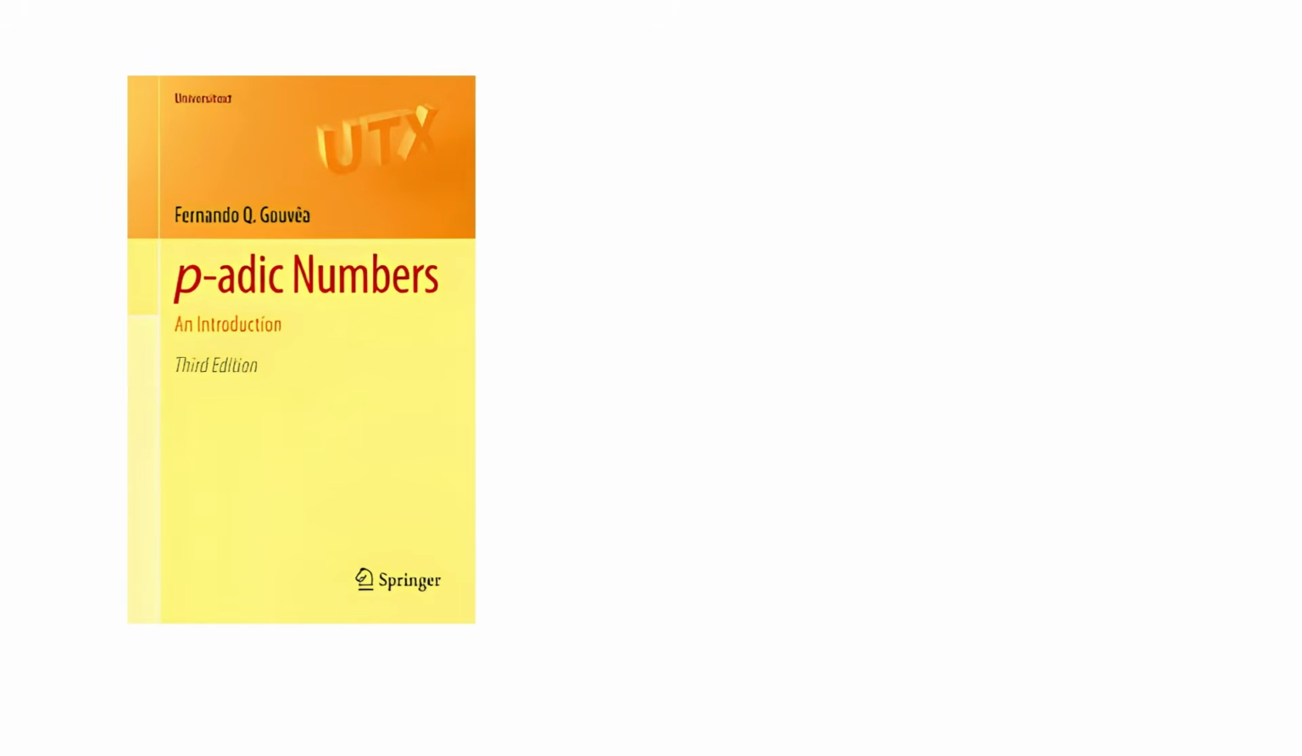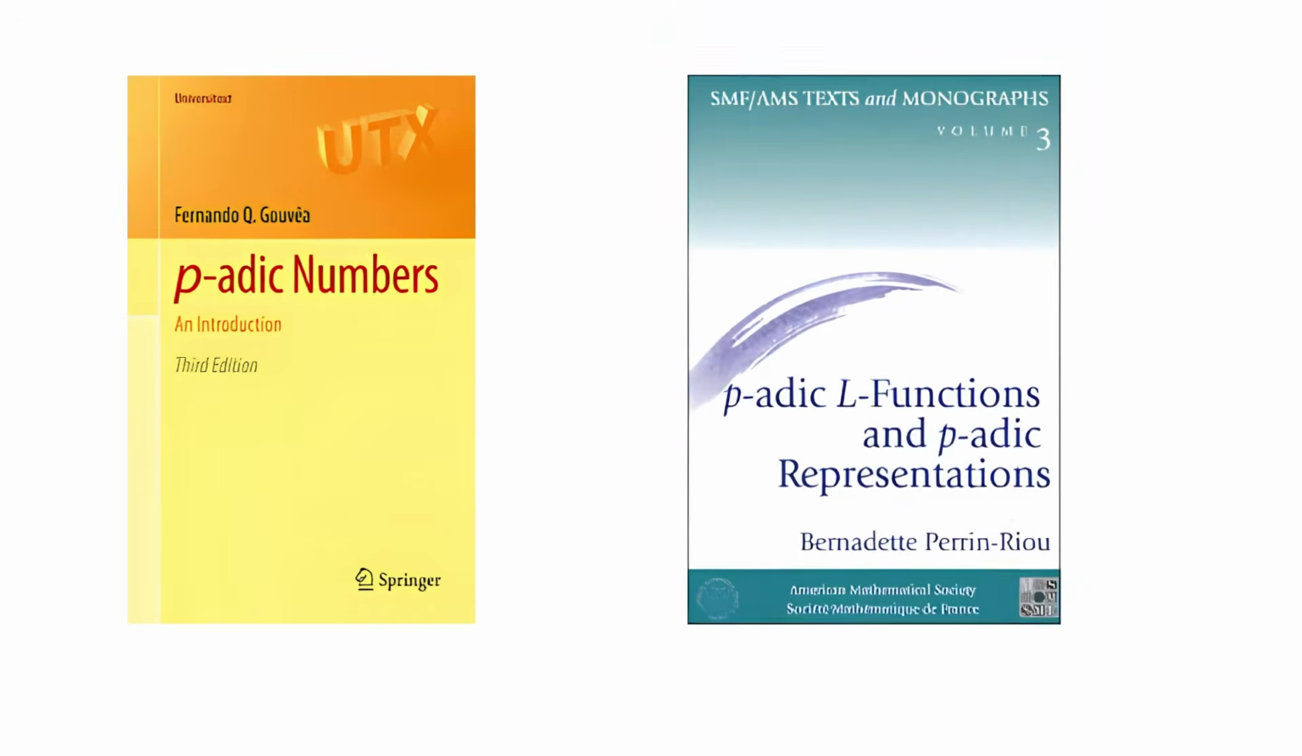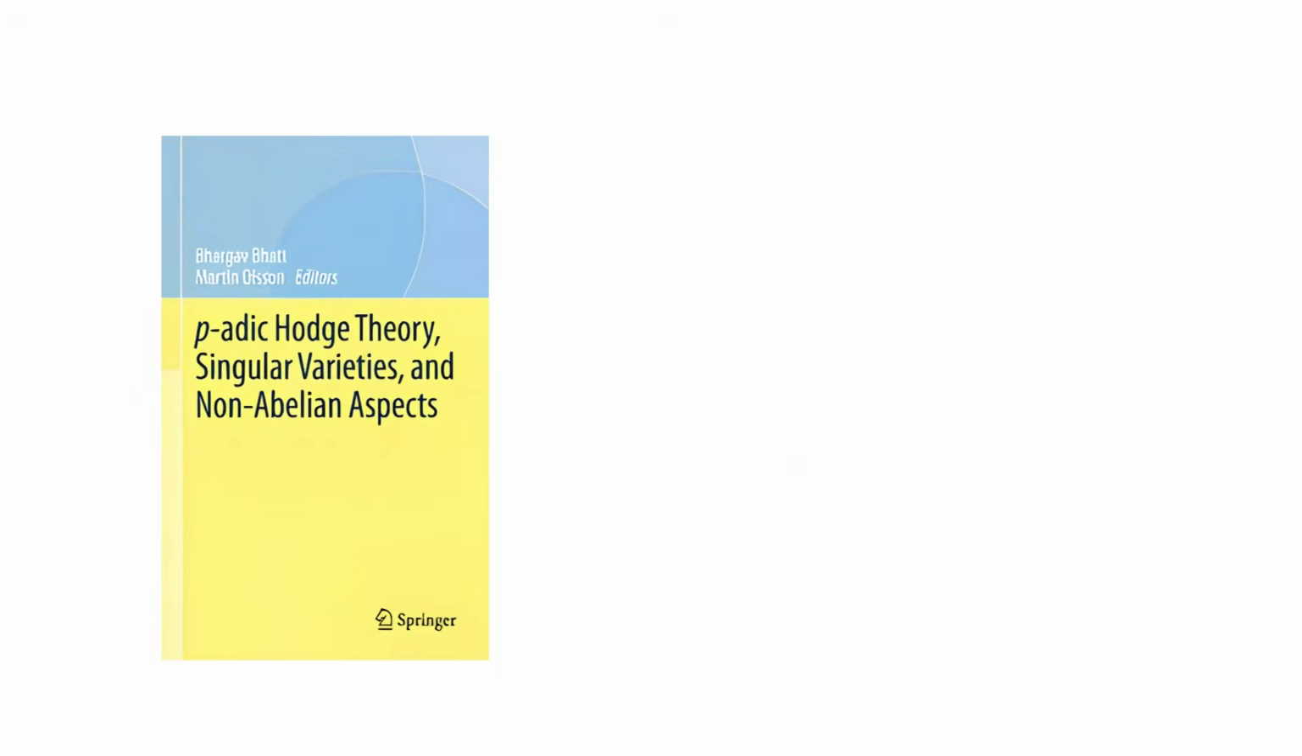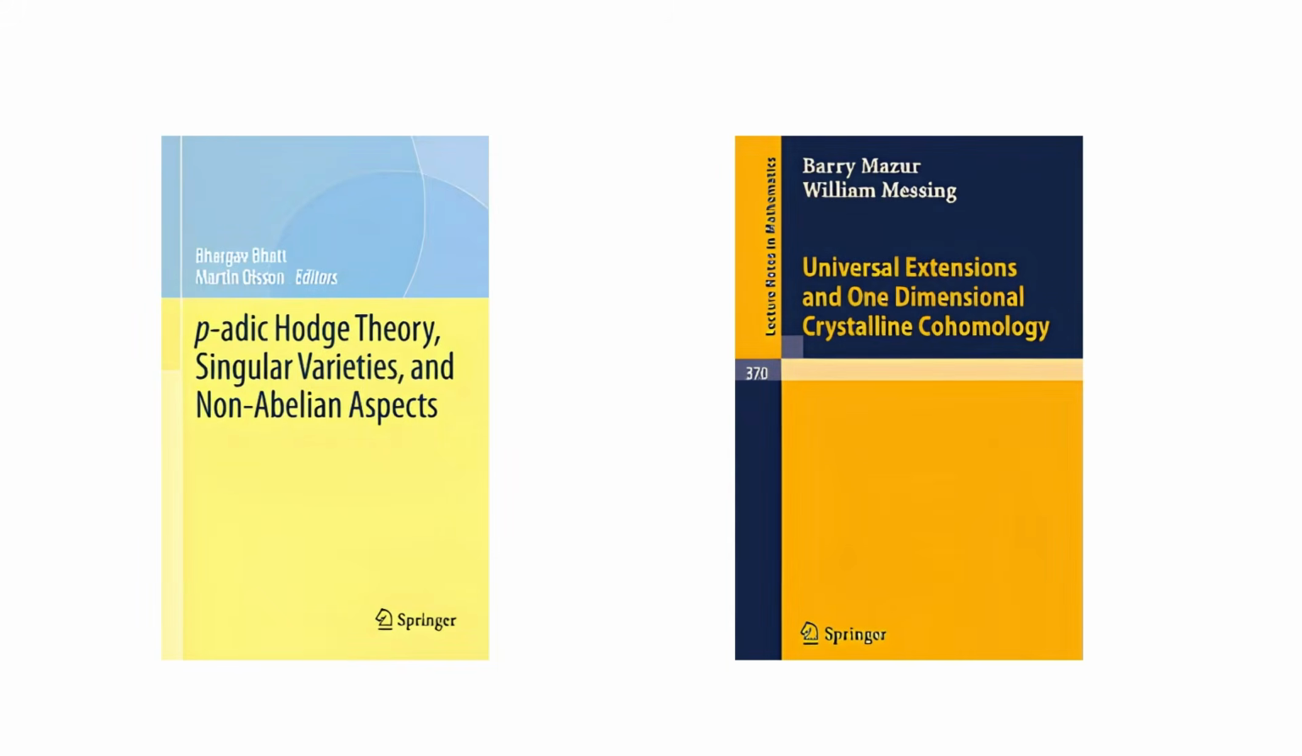At more advanced levels, p-adic number theory addresses p-adic L functions and their interpolation properties, which allow the encoding of arithmetic information into analytic objects, as well as p-adic Hodge theory, crystalline cohomology, and the role of Fontaine's period rings in connecting p-adic representations with geometric objects.